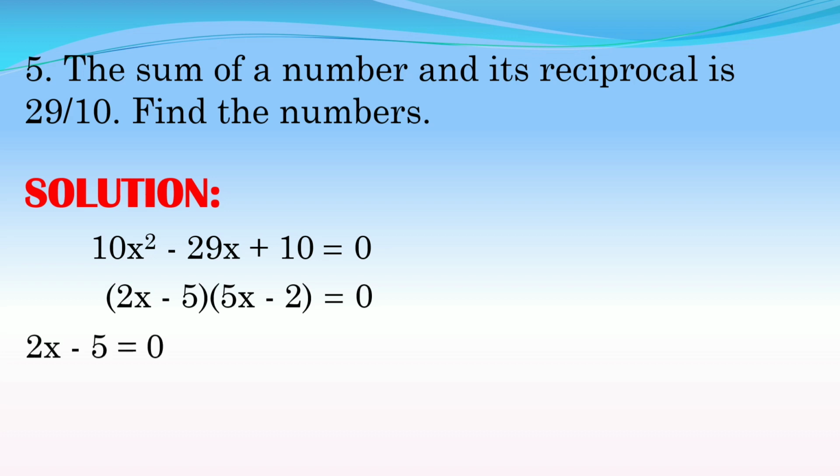So, we have 2x minus 5 is equal to 0. Then, 2x is equal to 5. So, x is equal to 5 over 2. So, yan na yung unang value ni x.